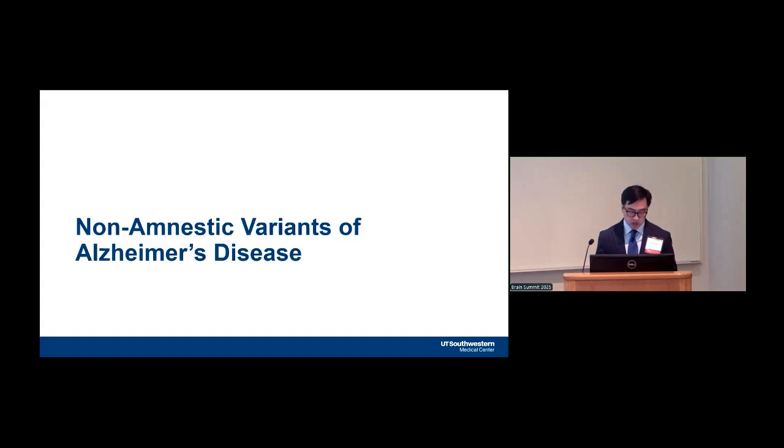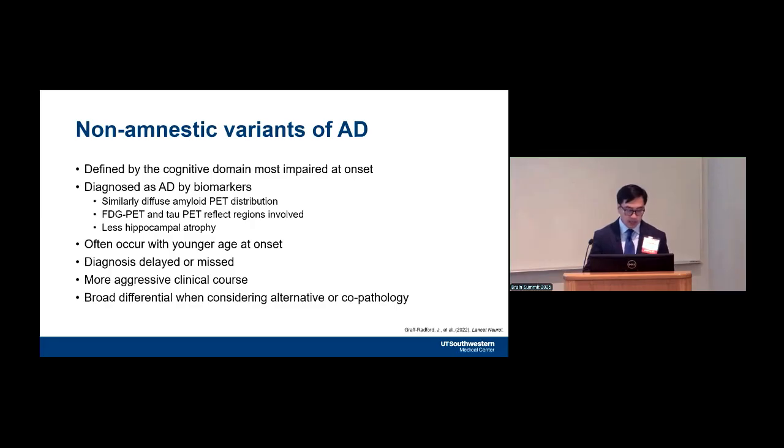That then leads us to talking about the non-amnestic variants, and these are the variants that I'll be focusing on here today, those presentations that don't necessarily involve memory. As a whole, they are primarily defined by the other cognitive domain that's most impaired at onset. And a lot of times you have to really probe the history from the patients or the informants, asking them what was the initial symptom that you noticed to be a change. All of these are still being diagnosed as Alzheimer's disease by the presence of biomarkers.